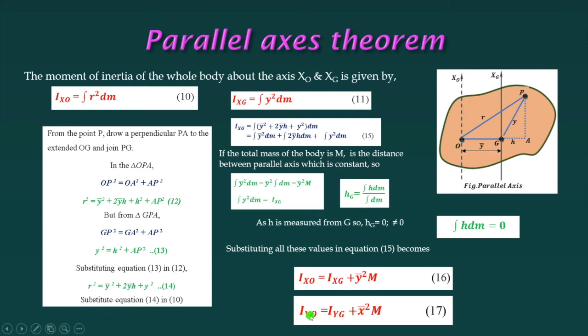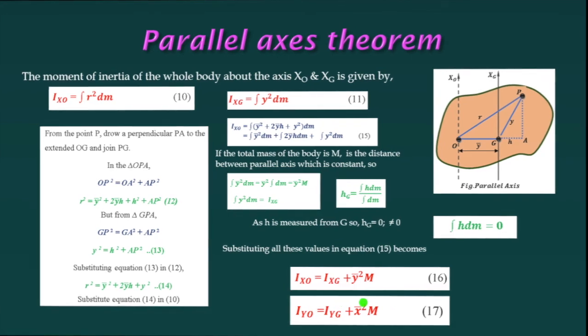So IYO equals IYG. It is the moment of inertia of the rigid body about the centroidal axis, which is parallel to the y axis. And here also this is parallel to the y axis but not passing through the centroid. Then the equation is this. These two equations are very helpful.